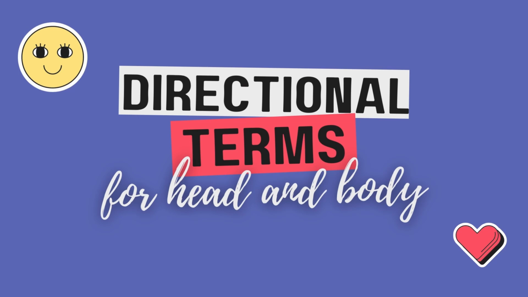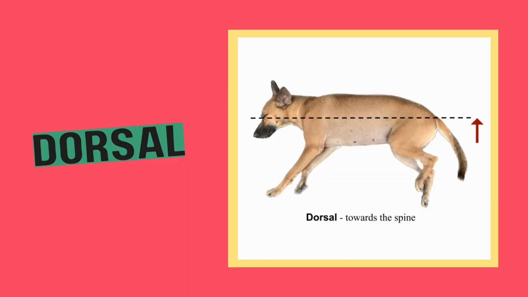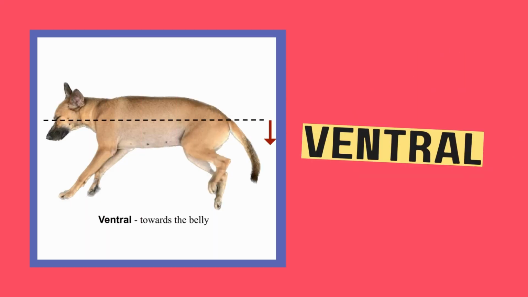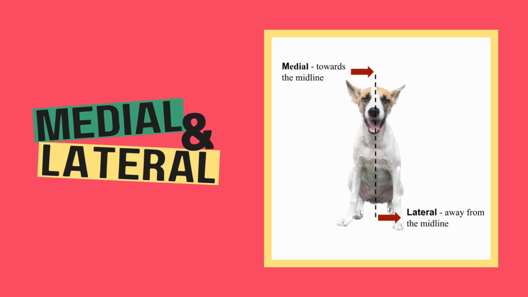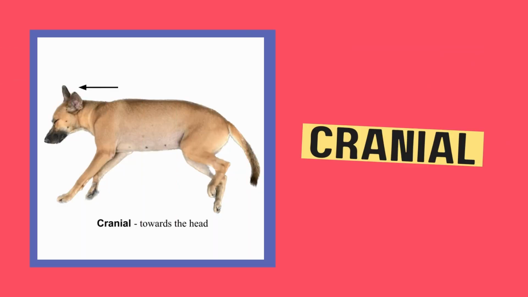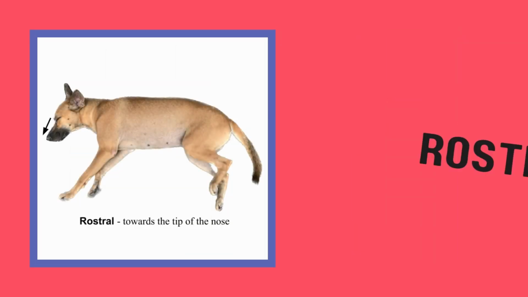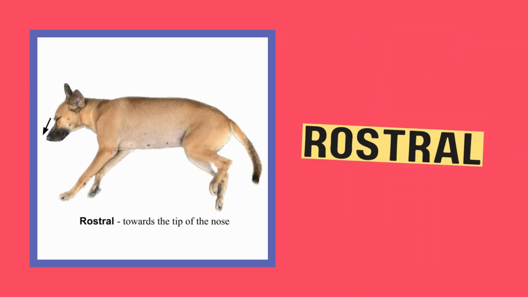Directional terms used in head and body parts. Dorsal. Dorsal refers to the back, while ventral refers to the belly or underside. On the other hand, medial means towards the midline while lateral means away from the midline. Cranial means toward the head, while caudal means toward the tail. Last is the rostral, which means towards the nose or nose end of the head.